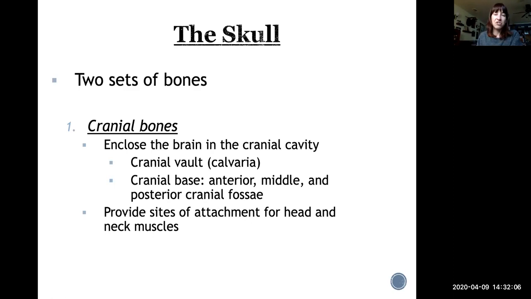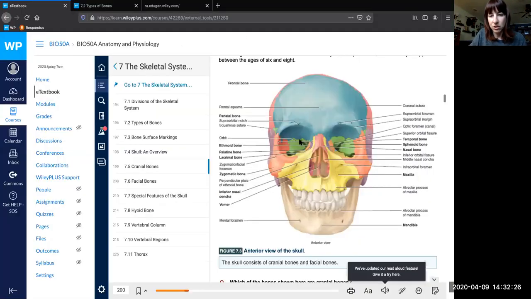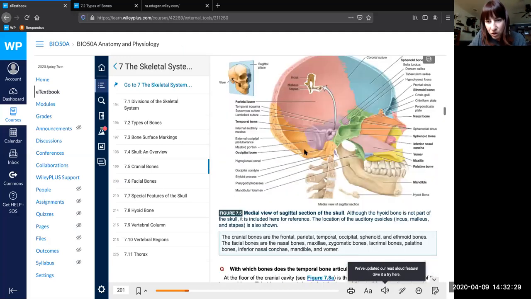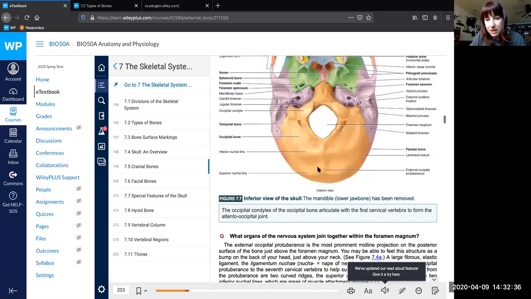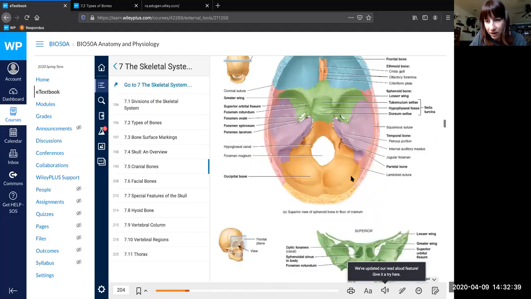Those fossae, which again are shallow indentations, are basically like the rounded bowls on the inside of the cranial cavity for your brain to sit in. Okay, you actually have a very nice image a little bit farther along. You can see the fossae a little bit from this perspective, but this perspective is really nice for seeing them. All that is referring to is these indentations or bowls where your brain sits in your cranial vault, in the cranial cavity.